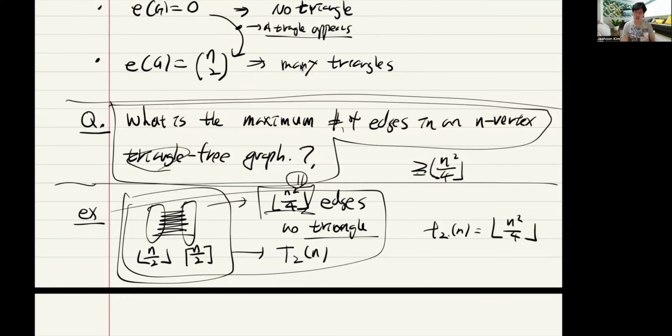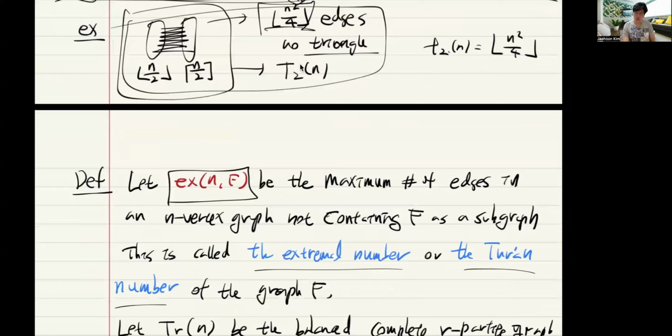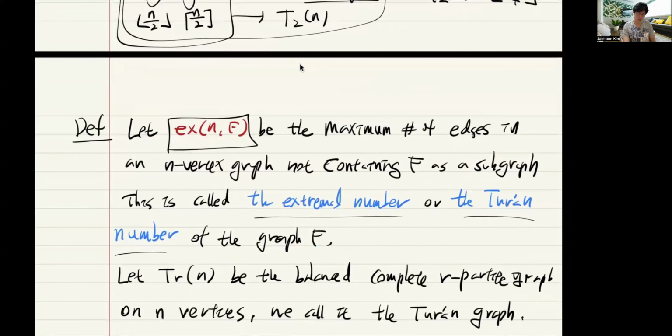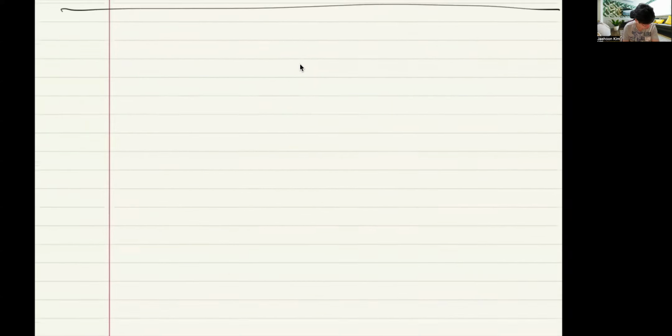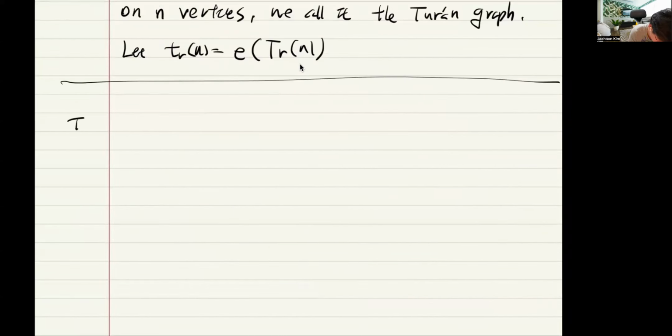Instead of triangle, we consider some other graph. If that graph is F, then this gives us the answer to that question. So what's our fourth theorem? The fourth theorem is about the above question when your graph F is a complete graph.